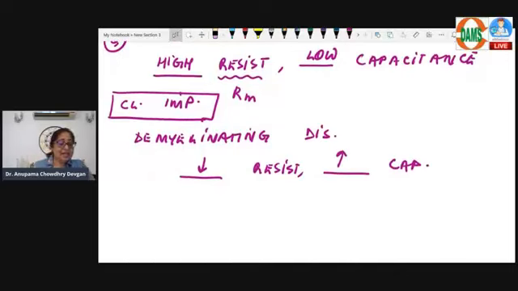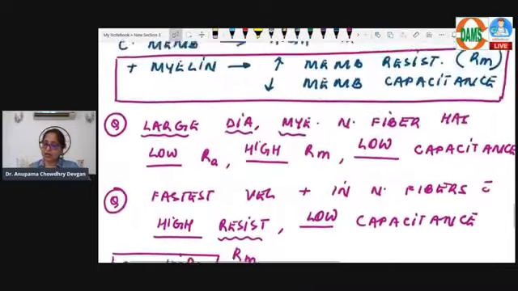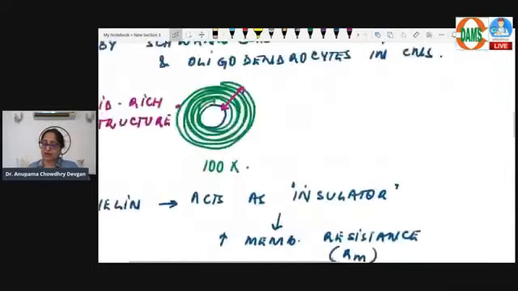Sagita J, I said unmyelinated nerve fibers, no myelin, less membrane resistance, but less velocity. Why? Because the action potential has to cover the entire length of the axon. If it has to cover the entire length of the axon, it will take more time, so velocity reduces. Okay? All right.